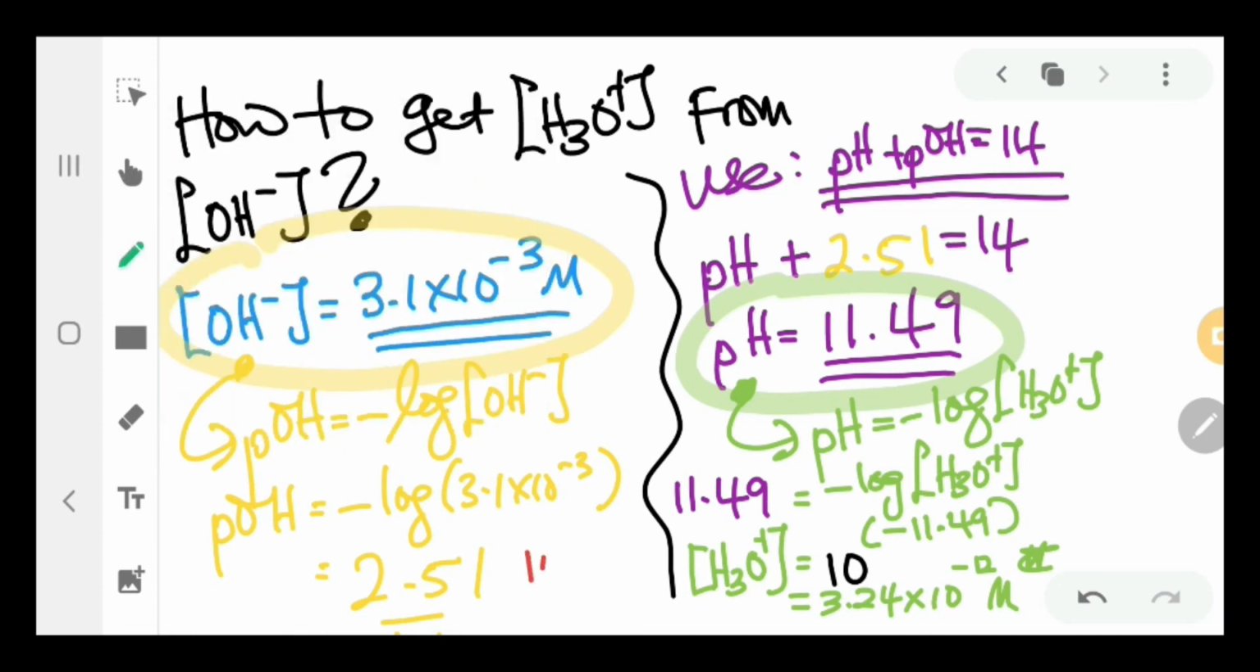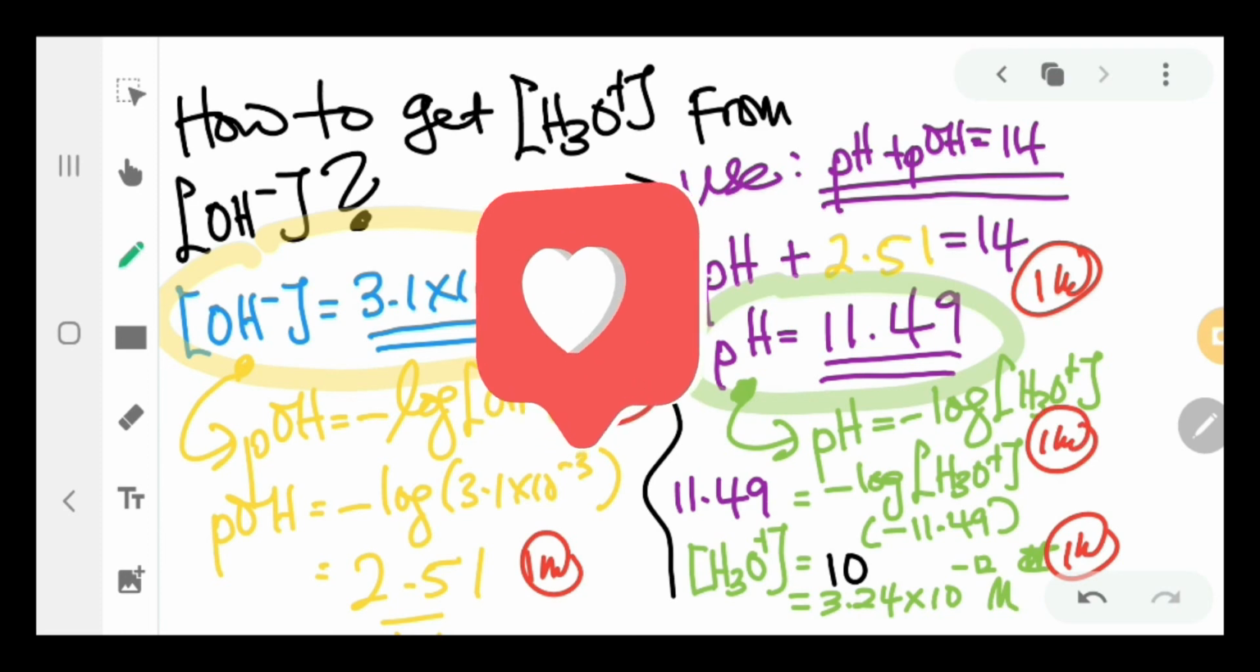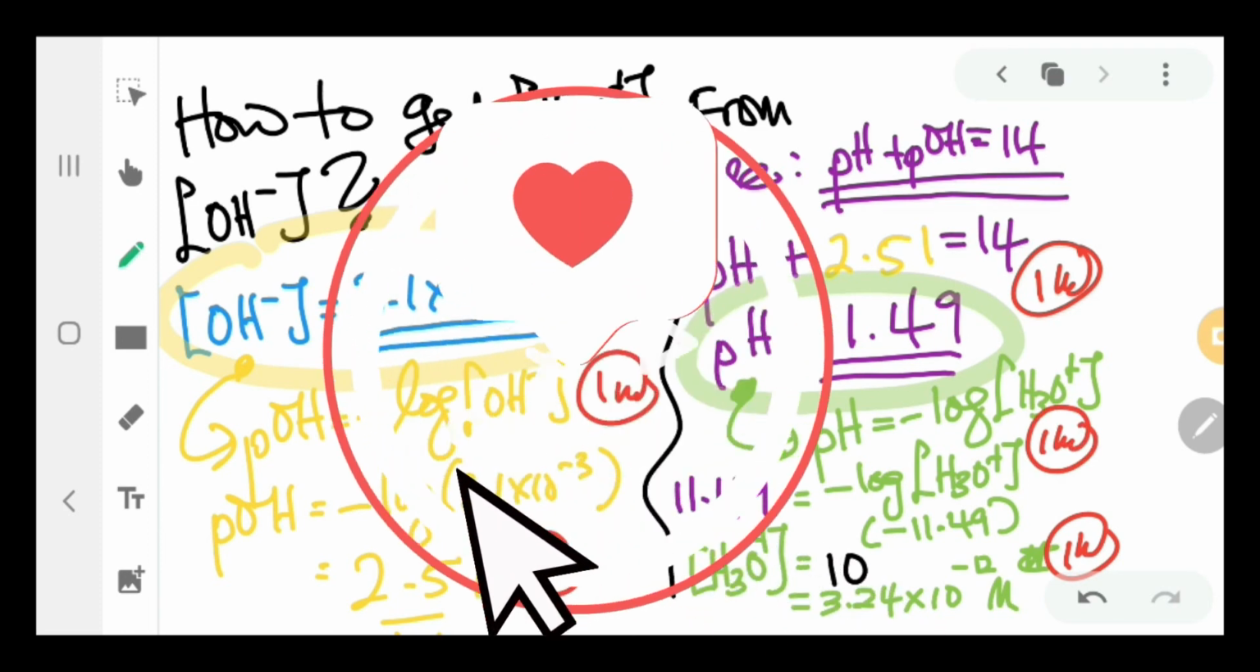So you'd get 1 mark for this, 1 mark for that, 1 mark for the final answer, 1 mark for this one, and 1 mark for your pH equals negative log concentration H3O plus.